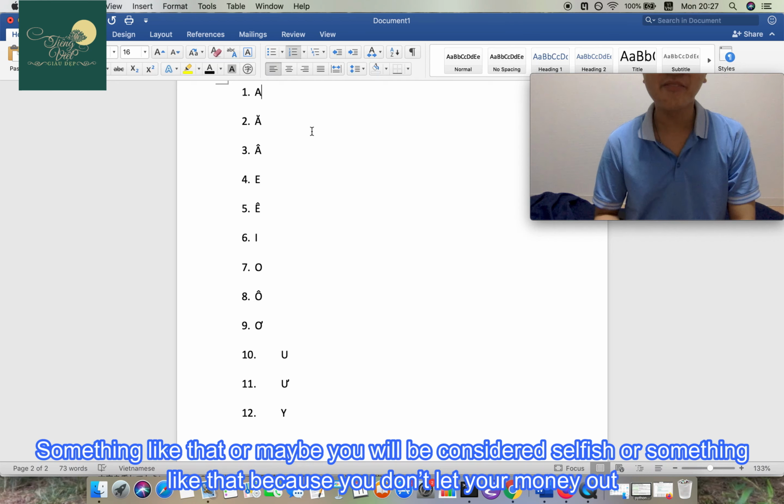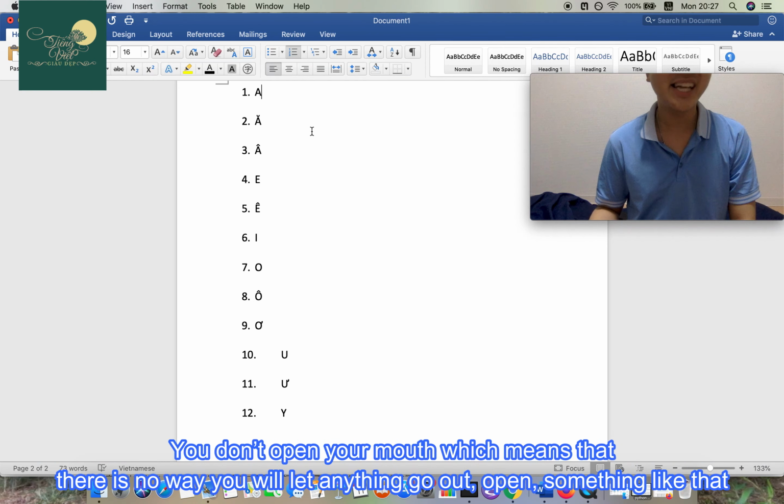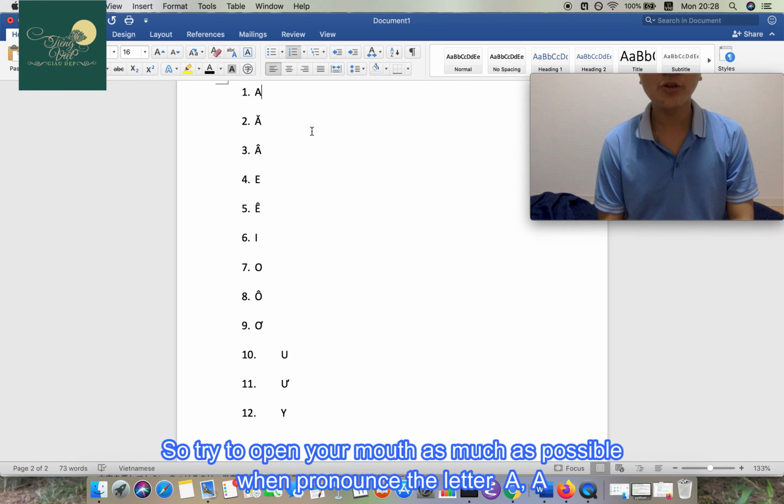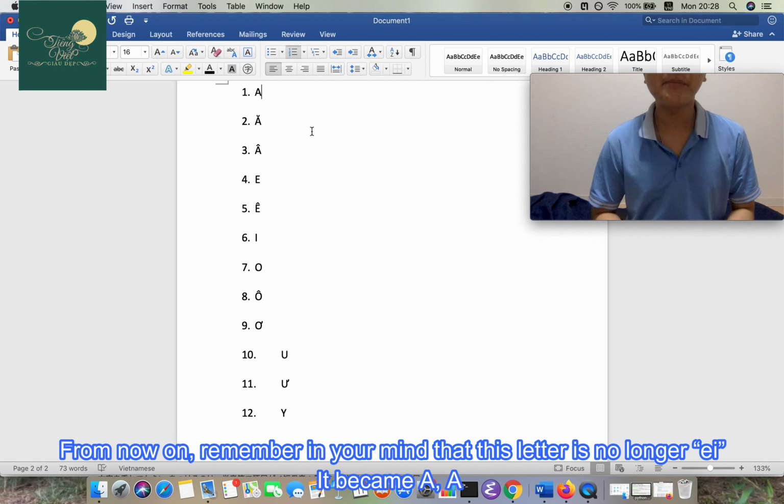Something like that. Or maybe you will be considered selfish because you don't let your money out. You don't open your mouth, which means there is no way you will let anything go out. So try to open your mouth as much as possible when you pronounce the first letter A. From now on, remember in your mind that this letter is no longer A, it becomes A.